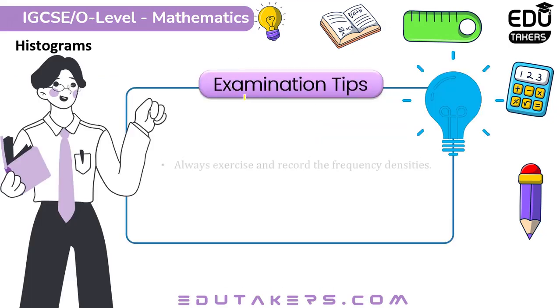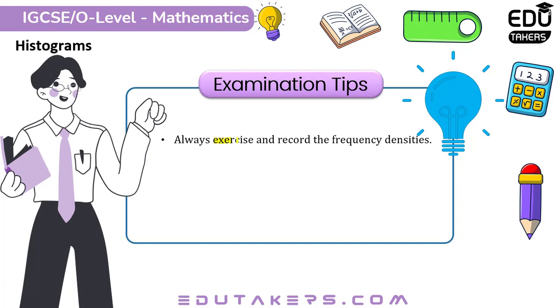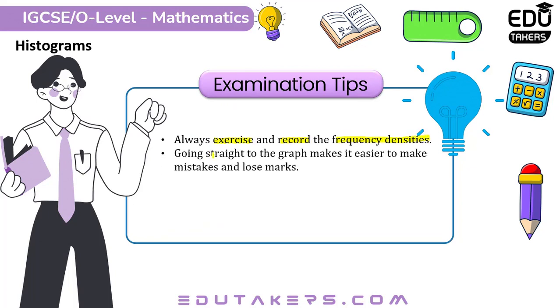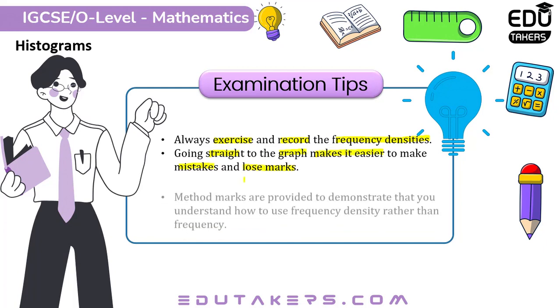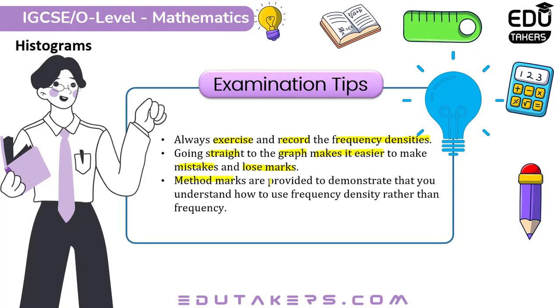Examination tips. Always work out and record the frequency densities. Going straight to the graph makes it easier to make mistakes and lose marks. Method marks are provided to demonstrate that you understand how to use frequency density rather than frequency.